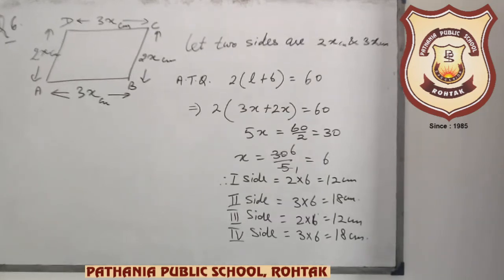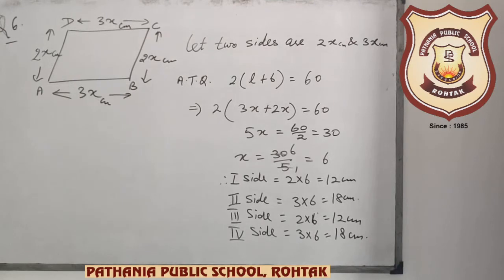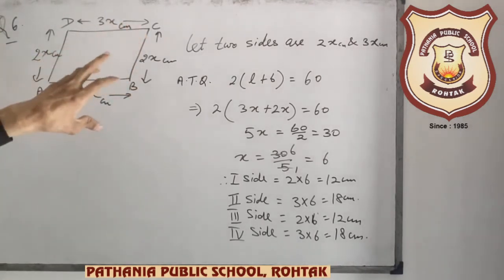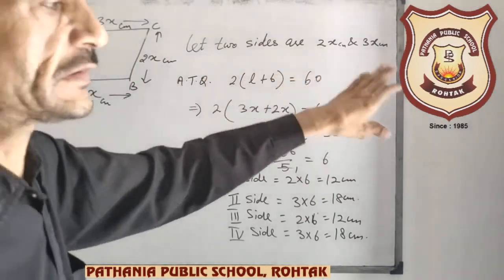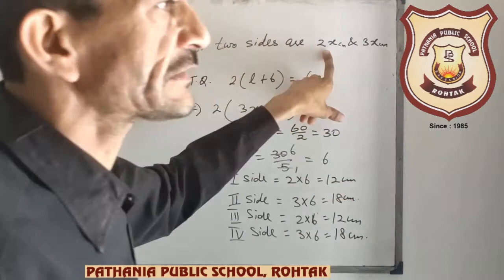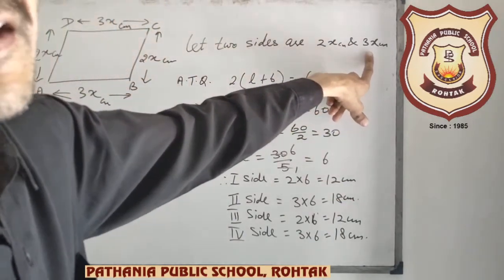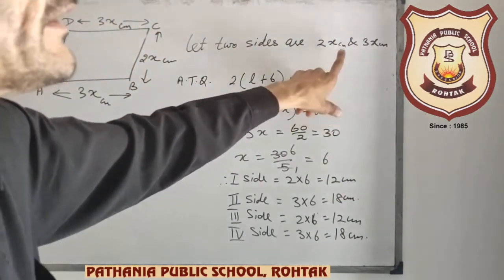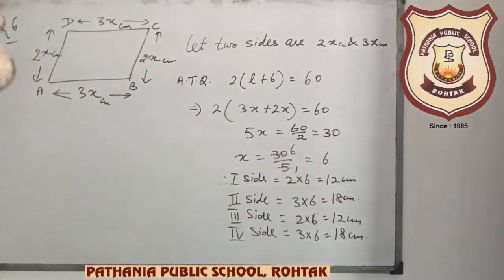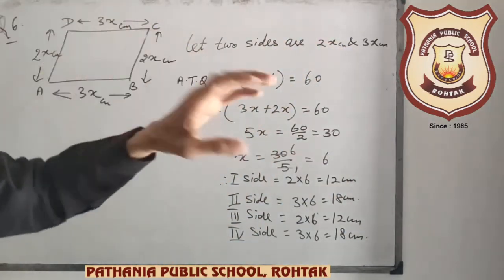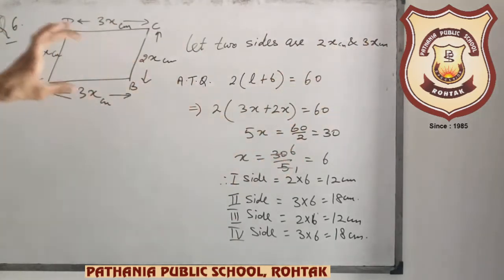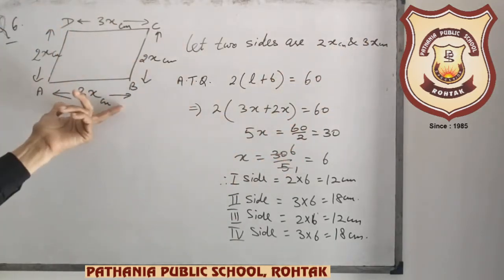Look, what is given in this? This parallelogram is given and the ratio of two sides is 2 and 3. So therefore, let us take the first side as 2x and the other side as 3x because the ratio is 2:3. Whenever a ratio is given, multiply the given number by x. That is the actual length. This is 2x and this is 3x.